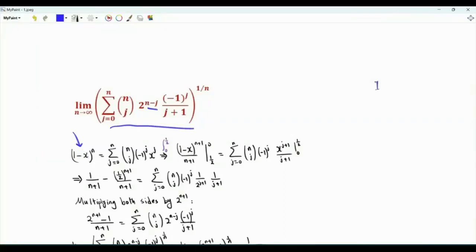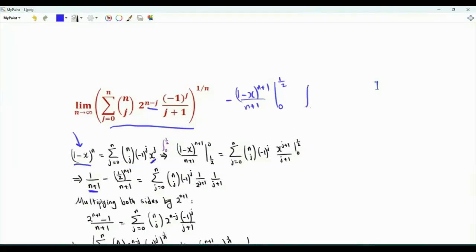1 minus x to the power n is the summation j from 0 to n of n choose j, minus 1 to the j, x to the j. Integrate both sides from 0 to 1/2. On the left-hand side, we get minus 1 minus x to the n plus 1 over n plus 1. When we use the limits of integration, we get 1 over n plus 1 minus 1/2 to the n plus 1 over n plus 1.